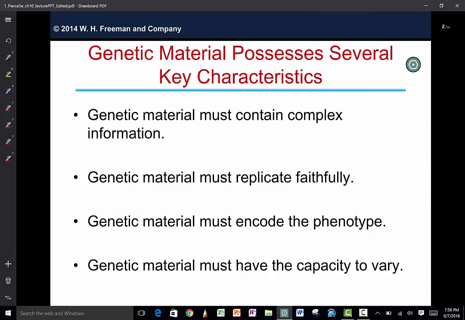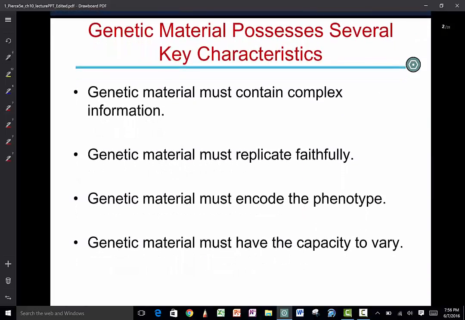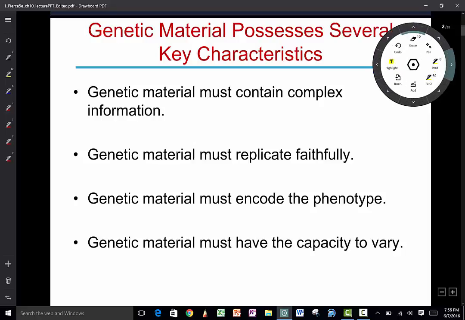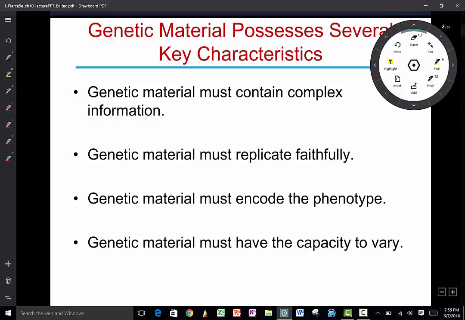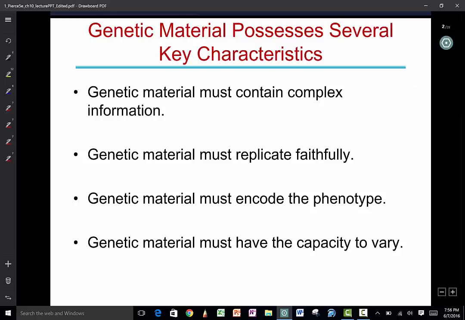So first of all, there's quite a bit of history in terms of how scientists figured out that DNA was the genetic material. And what they had to think about when they did this was, how are we going to know the genetic material when we find it? What kinds of things must it be able to do?